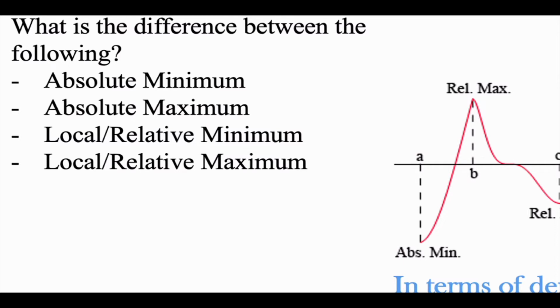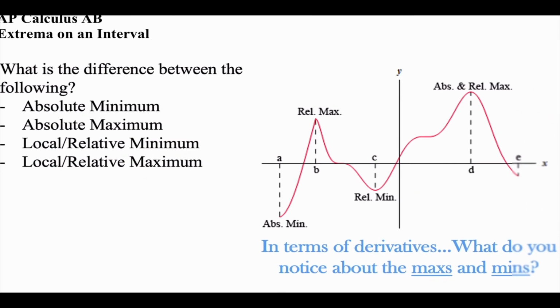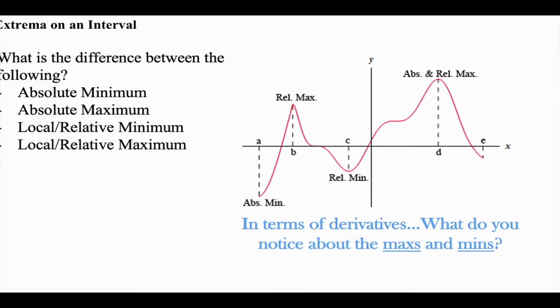So what's the difference? Well, absolute means the absolute lowest part on a graph. On the interval from A to E, the absolute minimum would be this point here, because that's the lowest y value on the graph. The absolute maximum would be at D, because that is the highest y value on the interval. So we call those absolute.